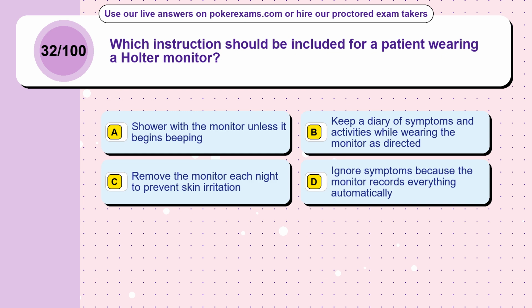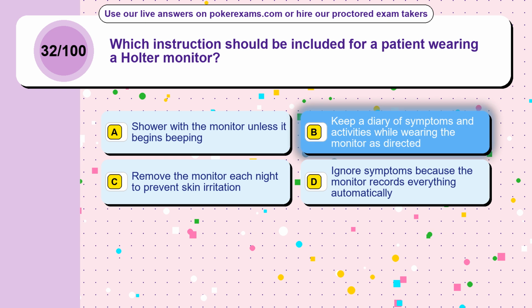Question 32. Which instruction should be included for a patient wearing a Holter monitor? Option A. Shower with the monitor unless it begins beeping. Option B. Keep a diary of symptoms and activities while wearing the monitor as directed. Option C. Remove the monitor each night to prevent skin irritation. Option D. Ignore symptoms because the monitor records everything automatically.